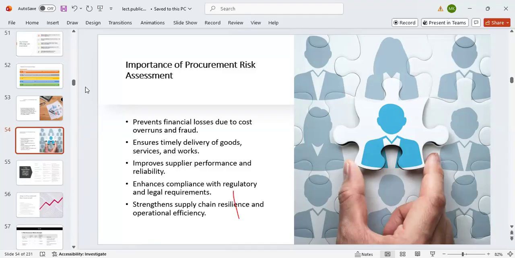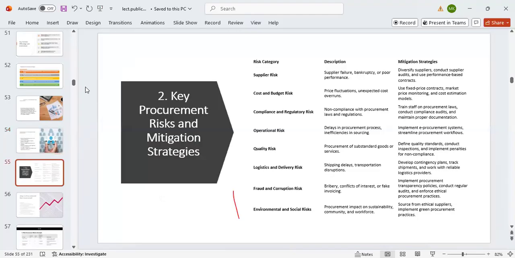It improves supplier performance and reliability, enhances compliance with regulatory and legal requirements, and strengthens supply chain resilience. Very important. There are key procurement risks and mitigation that you have to be aware of.